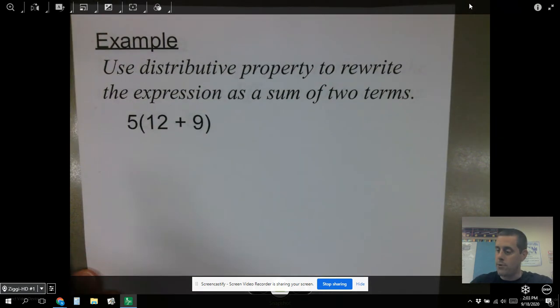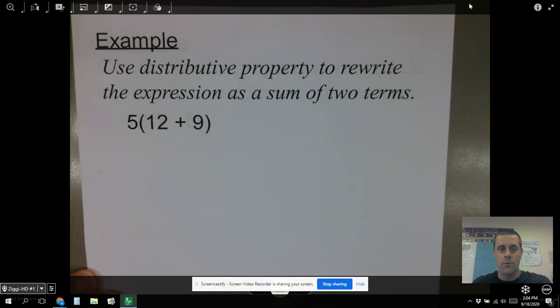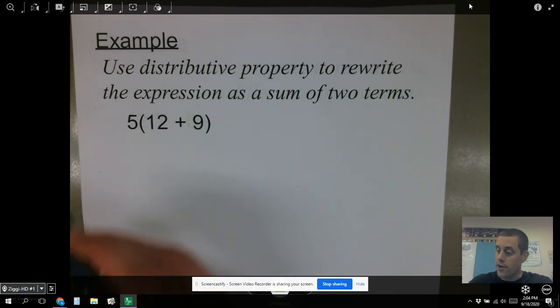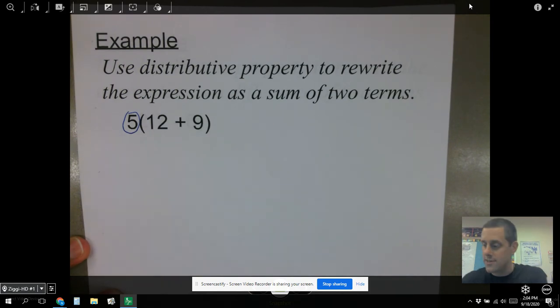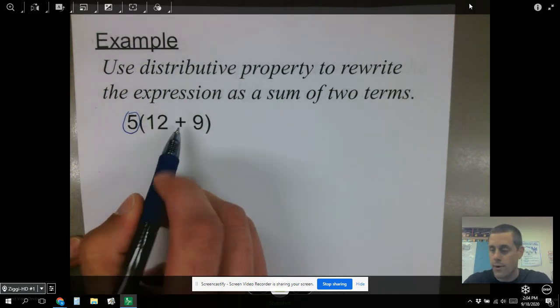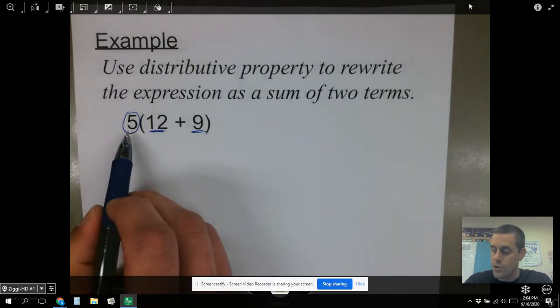Let's try our next example. We have 5 times the quantity of 12 plus 9. Please do this on a separate sheet of paper with me as I work through it. The coefficient in this expression is 5. It is the value touching the outside of the parentheses. The terms separated by the plus sign are 12 and 9. Well, we're ready to distribute our 5.